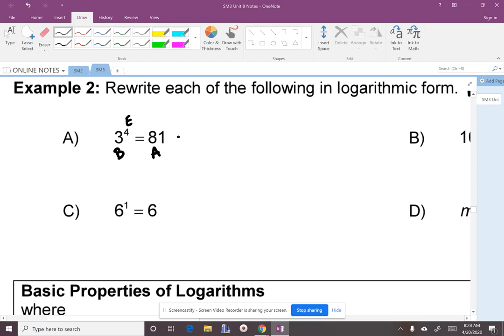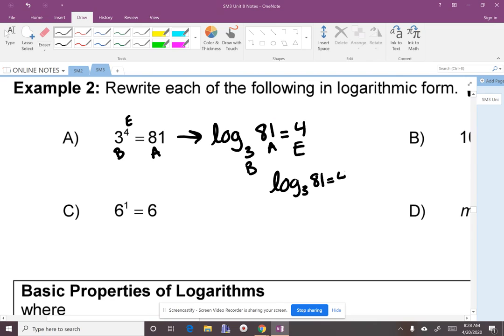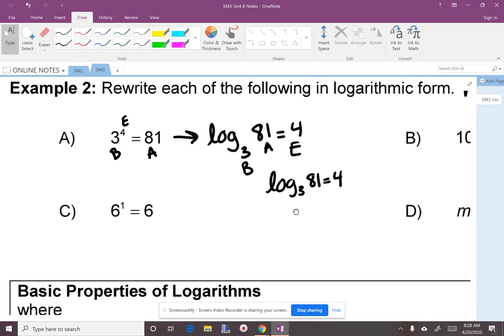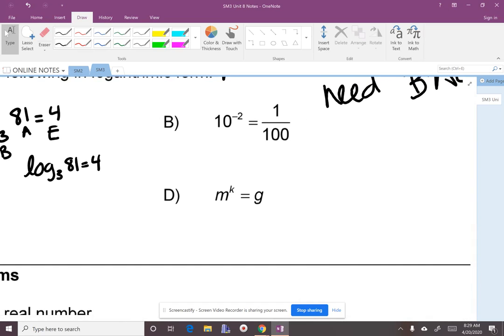So if I'm writing it in log form, I would say log base b, or 3, because that's my b, of 81, that's a, equals my exponent 4. Now it spells bay. So the answer is log base 3 of 81 equals 4. That's how we transform from exponential form to logarithmic form. Okay. Next one. Same thing.